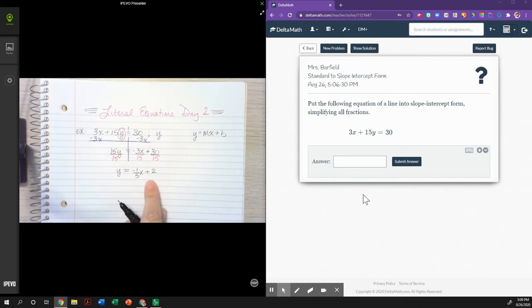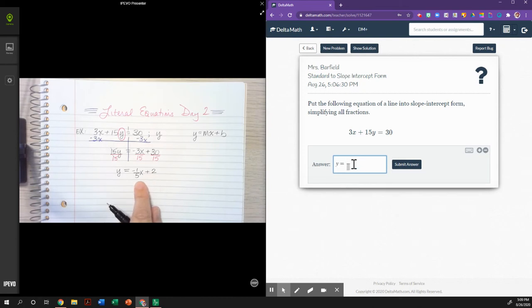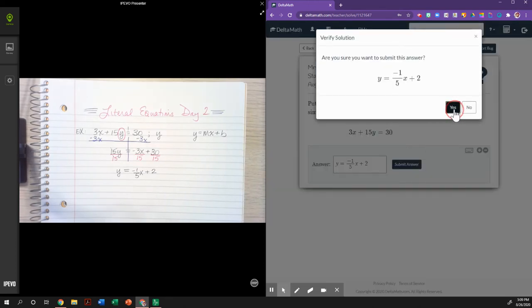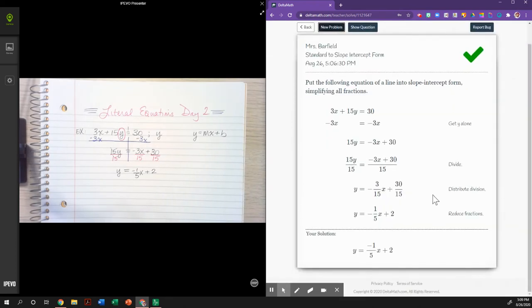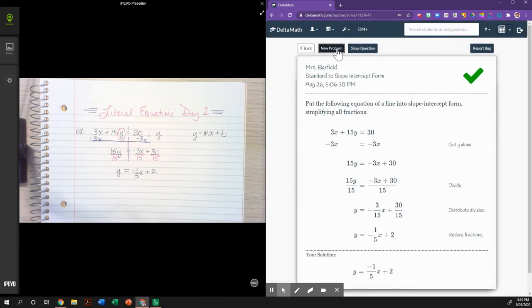All right. So y equals negative 1/5. Let's put a fraction in there, negative 1/5. I'll put the x next to it. You could put the x in the numerator if you wanted to. Plus 2. I'm going to submit my answer. Yes. Okay. All right, let's try that again.